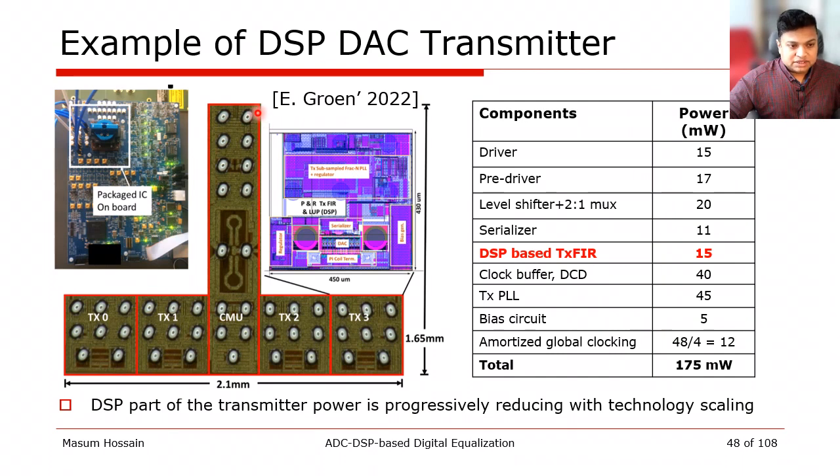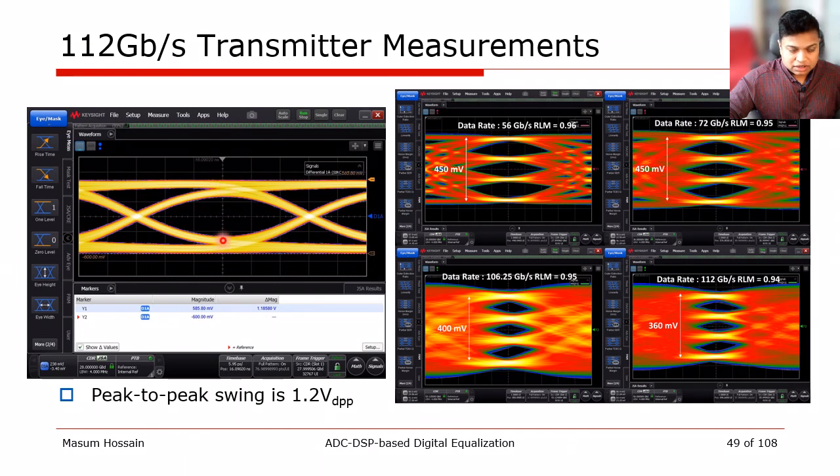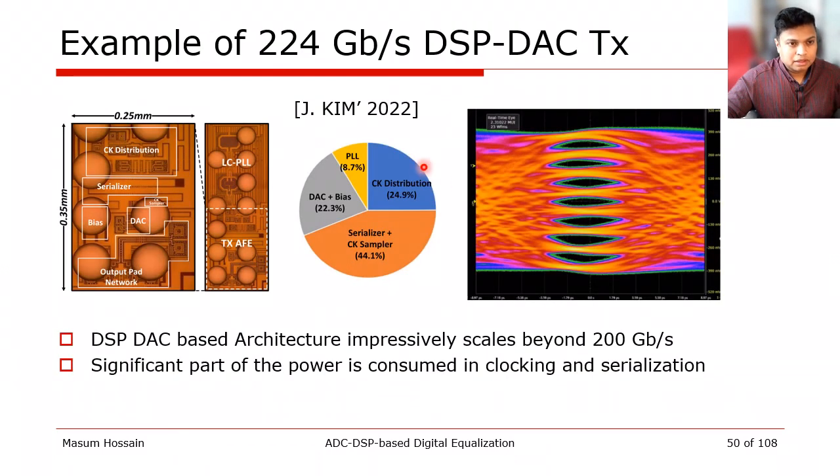Now let's see some of the examples. Here is a 7nm DSP DAC implementation consuming only 15 milliwatt and very small area. It can provide such flexibility. It can provide large signal swing, energy modulation, as well as PAM4 modulation at different data rates. We see such architectures scale beyond 200 gigabit per second, but even at such a speed, the DSP DAC part does not consume significant power. It's mostly in the clock distribution and in serialization.